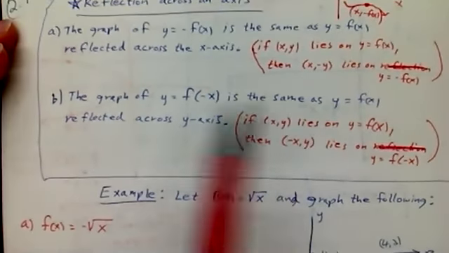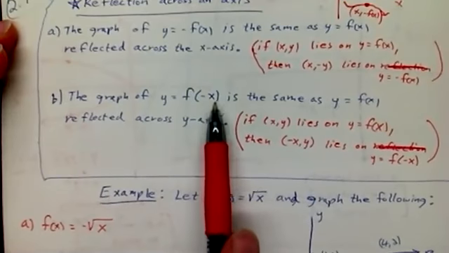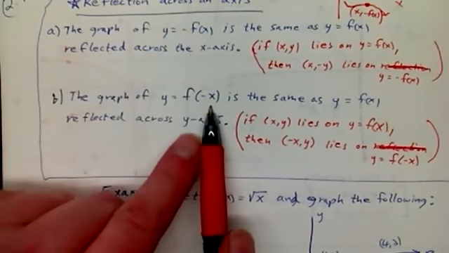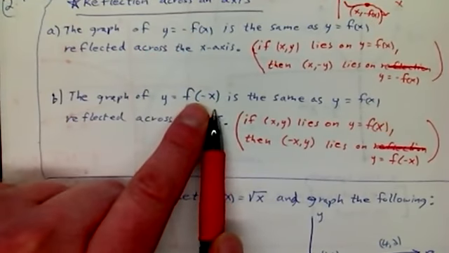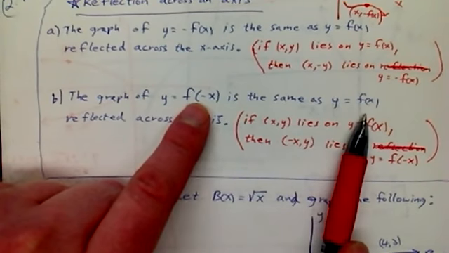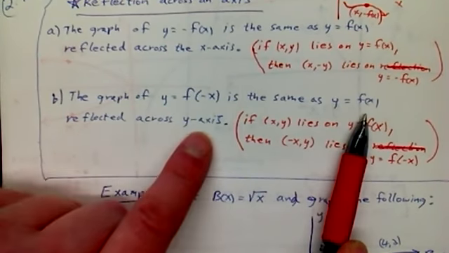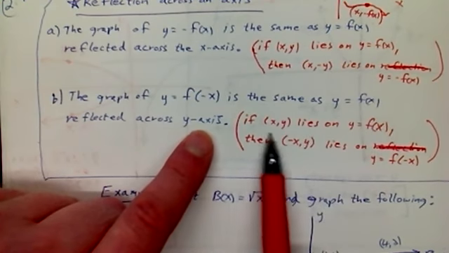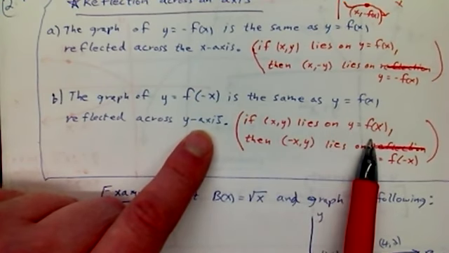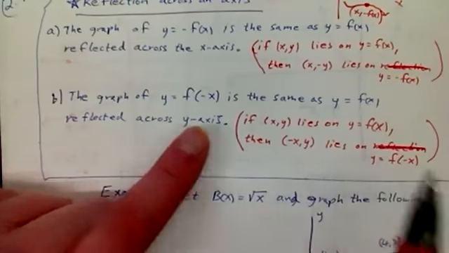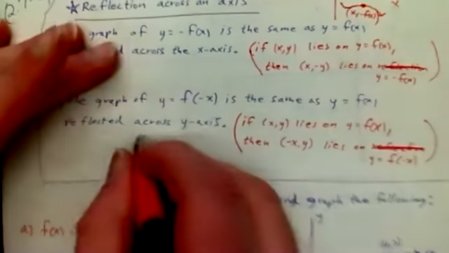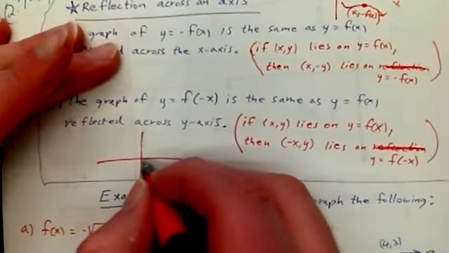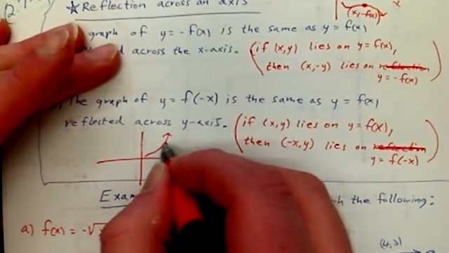Now, if the negative is affecting the x, so here we're making the y's negative, here we're making the x's negative in the function. It's the same as y equals f of x, except it's reflected across the y-axis. So if x, y lies on y equals f of x, then negative x, y lies on y equals f of negative x.